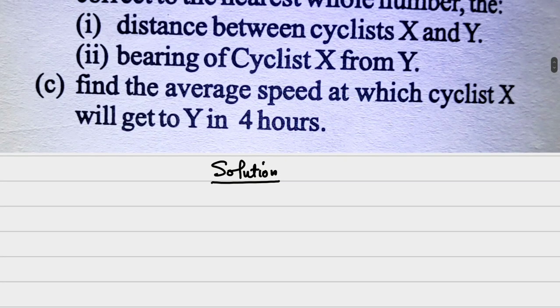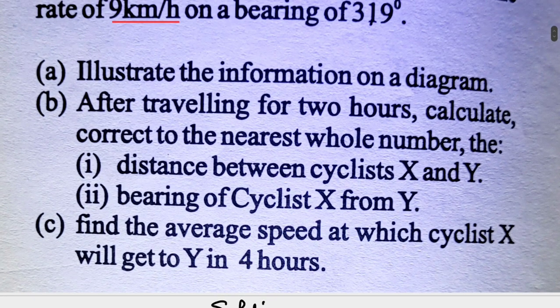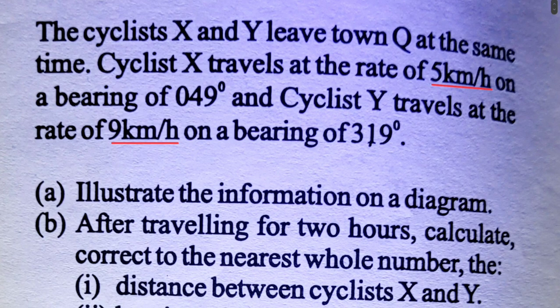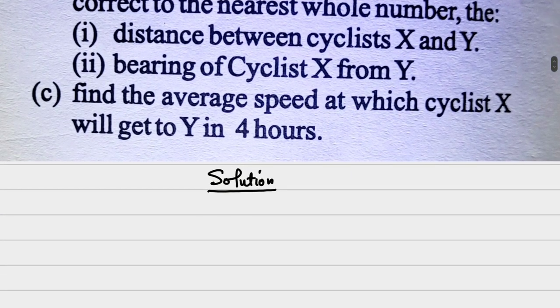Now the truth is this: a three-digit bearing like this starts from the north and goes clockwise. So let me pick X. X went on a bearing of 49 degrees, at 5 kilometers per hour. That's the speed. Let me draw my 49 to be somewhere here, a little bit more than 45, which is half of 90. So let me pick 49, a bit more than half.